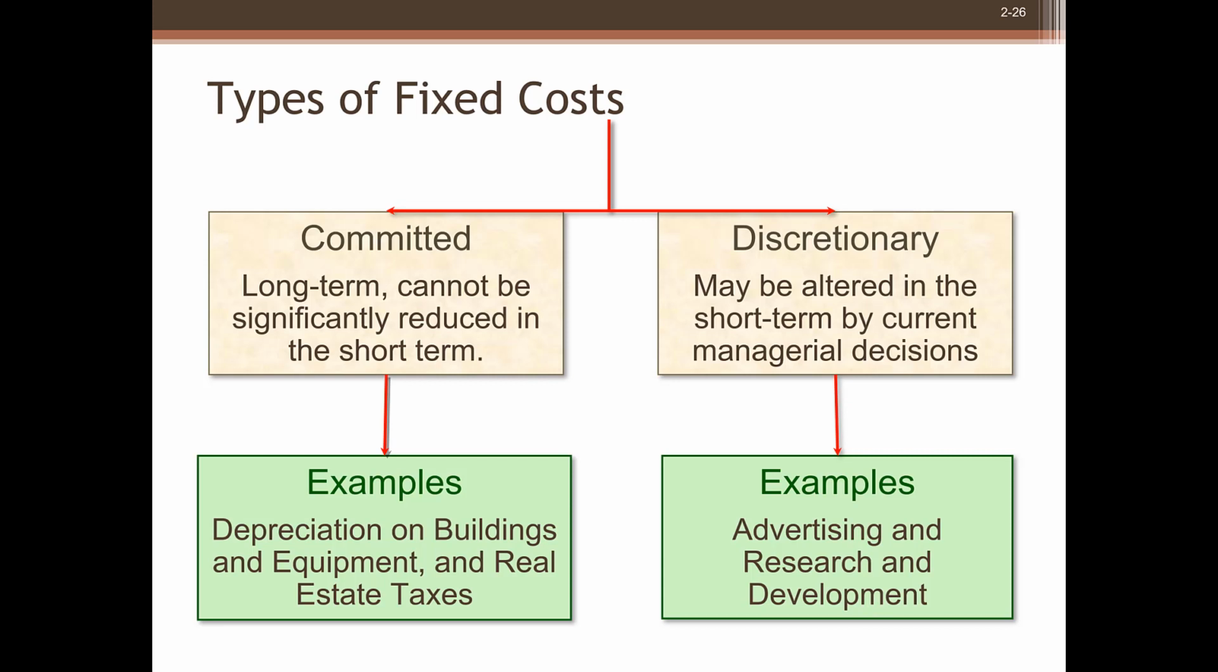For fixed costs, there are two types: committed and discretionary. Committed fixed costs are long-term, cannot be significantly reduced in the short term. Examples here include depreciation on buildings and equipment and real estate taxes. For discretionary fixed costs, they can be changed in the short term by current managerial decisions. Examples here are advertising and R&D costs.